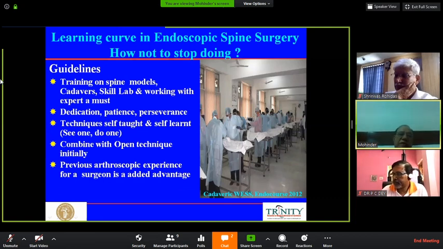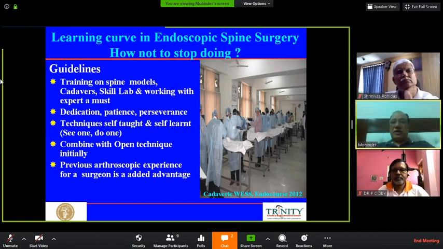Now, guidelines, as I stated earlier: have a spine model in your OPD chamber or in your office, and practice on the spine model as much as you can. Then the next step is cadavers, because cadavers are usually not that available to us. You can only attend a few workshops with cadavers, but there are skill labs now.